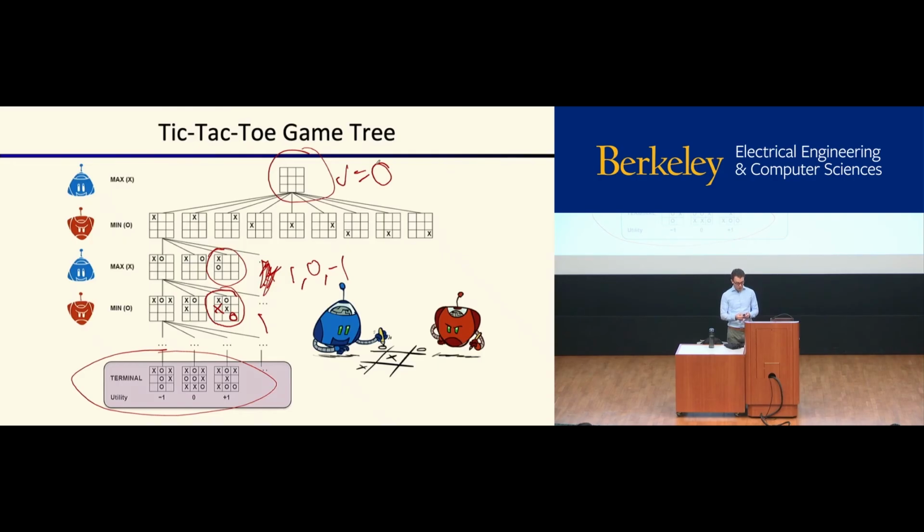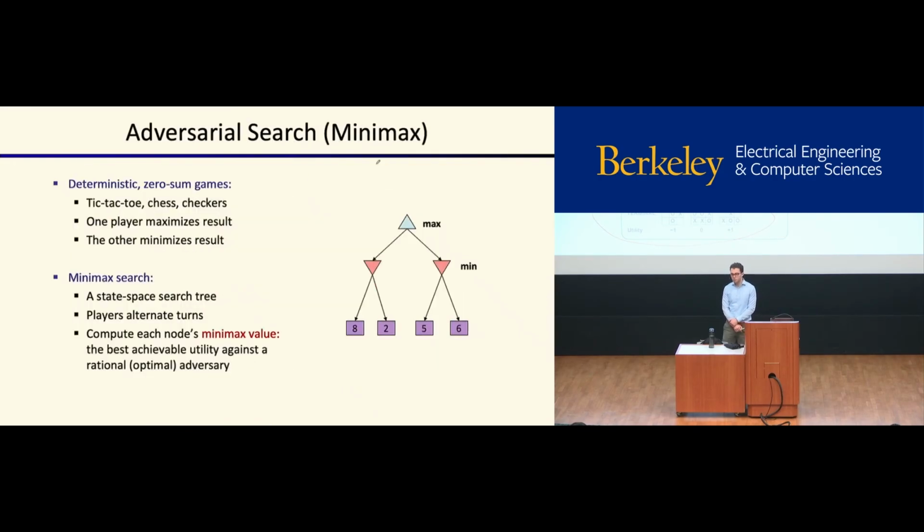And you can actually compute this by doing this approach. So this algorithm, this approach, is called Minimax. It's a type of adversarial search. It works for deterministic zero-sum games, and variations of it work for other types of games. But tic-tac-toe, chess, checkers, these kind of games, one player maximizes their result, the other player minimizes the first player's result.